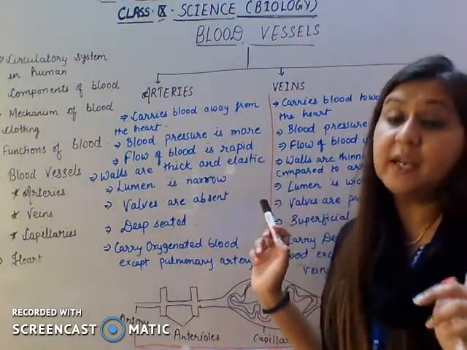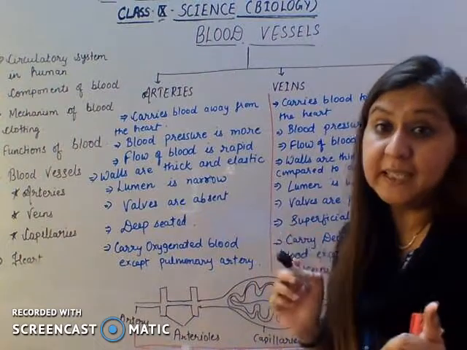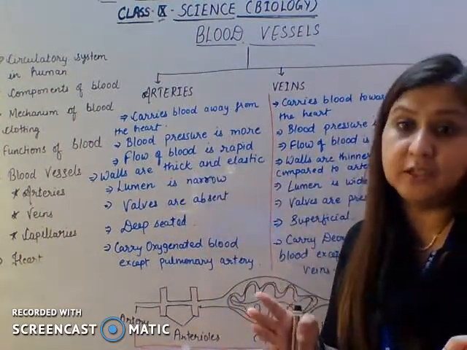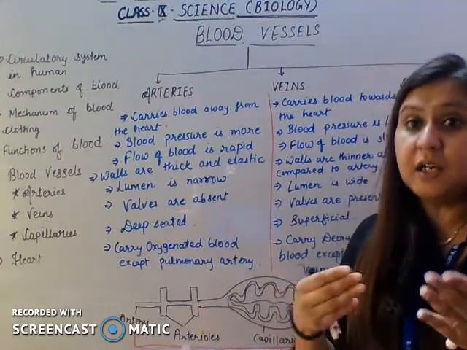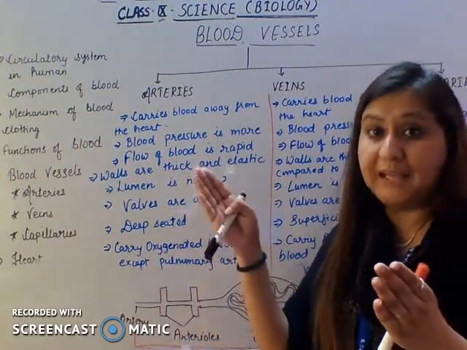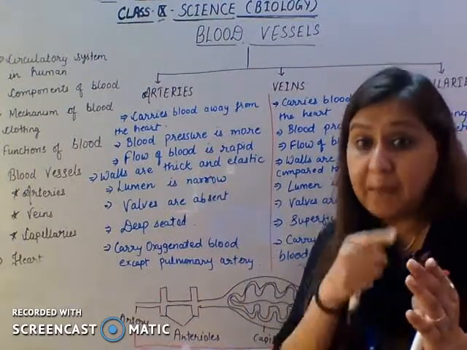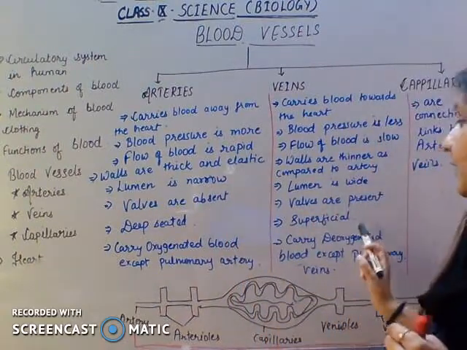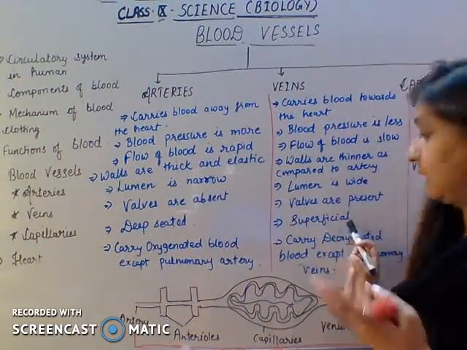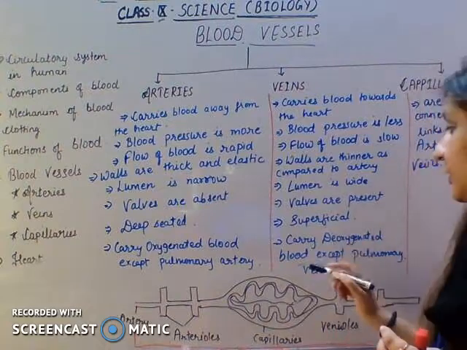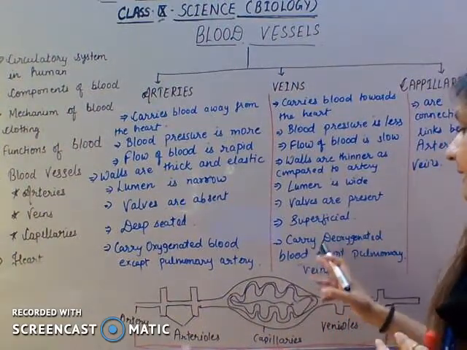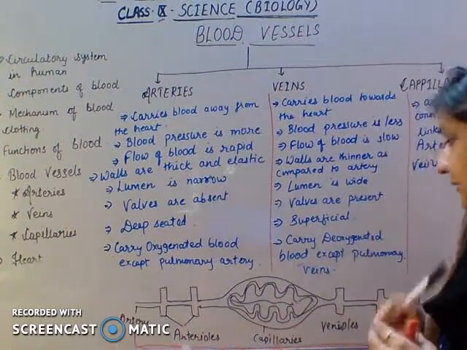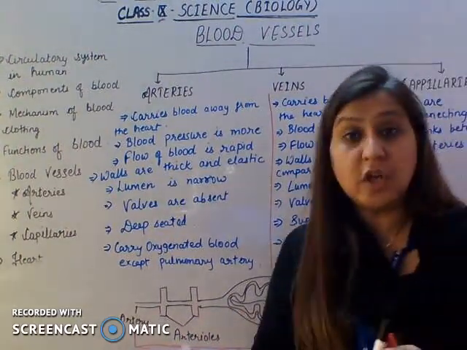Valves are present here, to prevent the backflow of the blood, because it is already at very low pressure, so maybe the blood will go backwards. So to prevent the backflow of the blood, valves are present in the veins. Next, these are superficially seated. Next, carries deoxygenated blood except pulmonary veins. Next is capillaries.